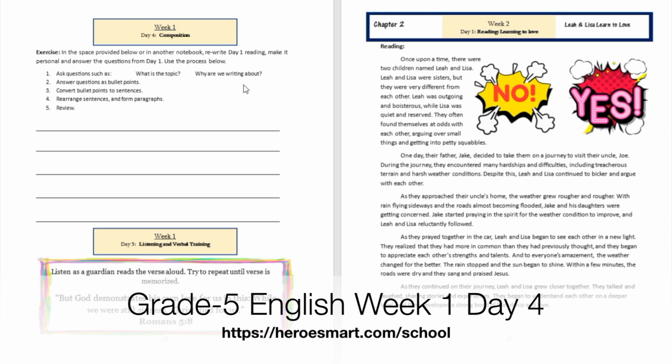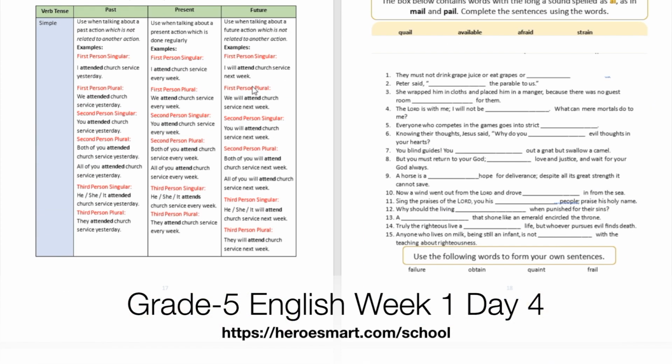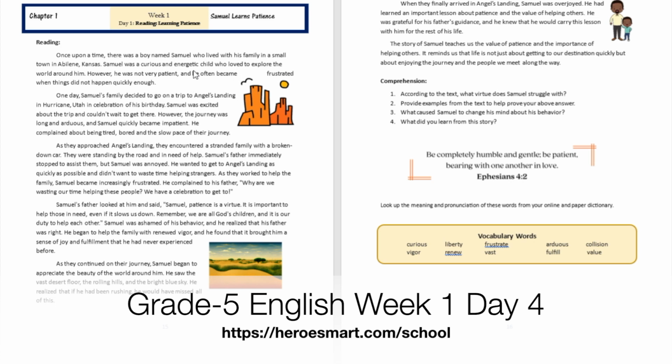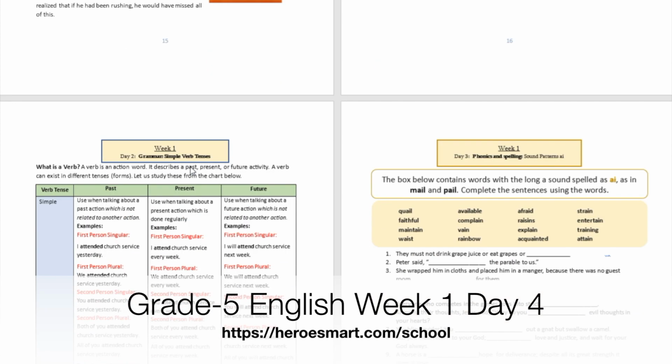If I scroll up a little bit right here, you are going to see the reading from day number 1. The reading was titled Learning Patience, and it is about how Samuel learns patience specifically. You're going to try to write the story using your own words. Well, how do you do that? Well, there's a step to it. So let's go back to day number 4 right now.